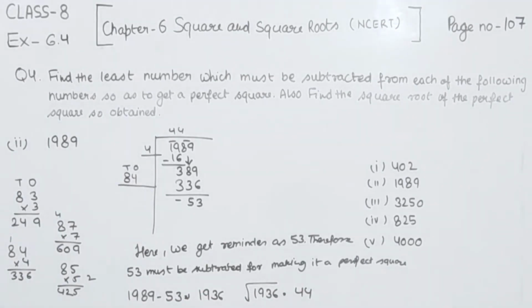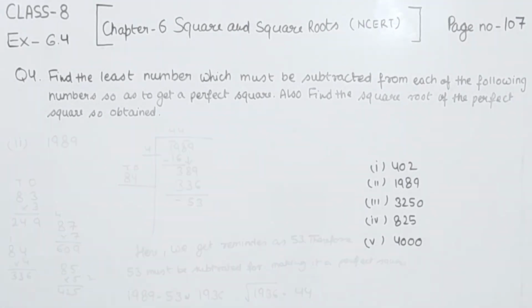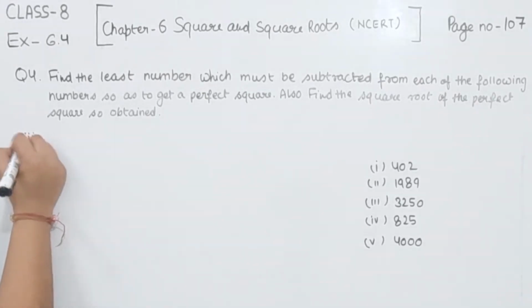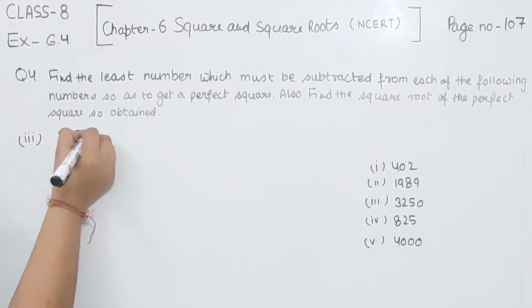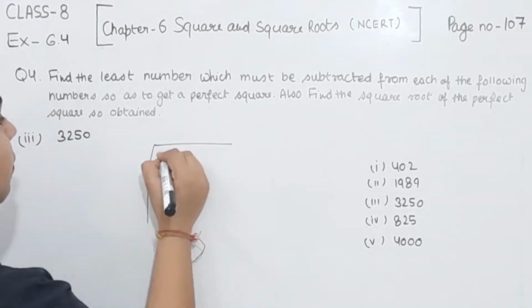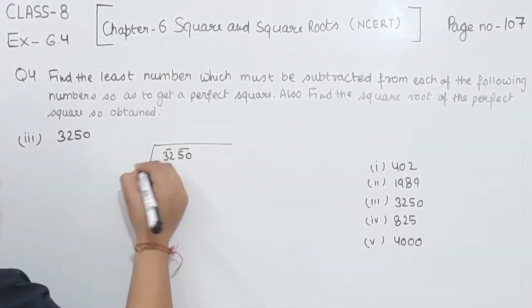So this is part 2. Now comes to part 3. The number we are having is 3250. First of all, we are going to make the pair here. So this one we are having.